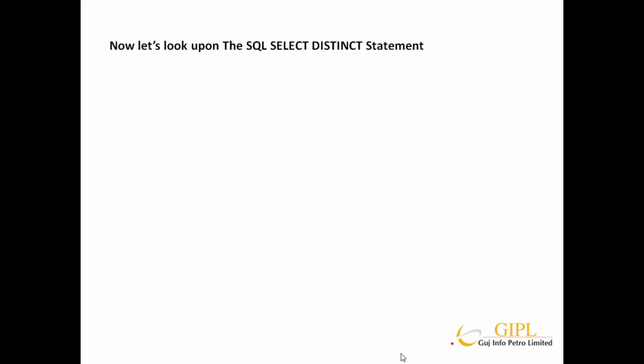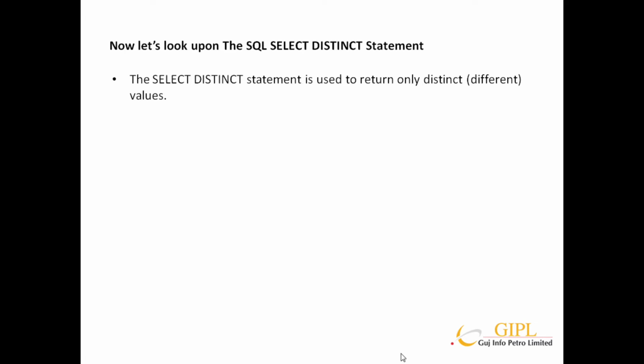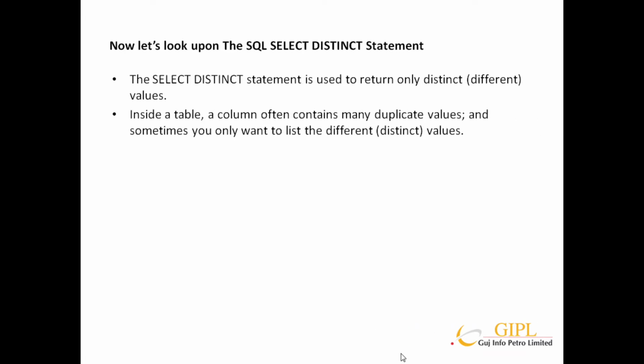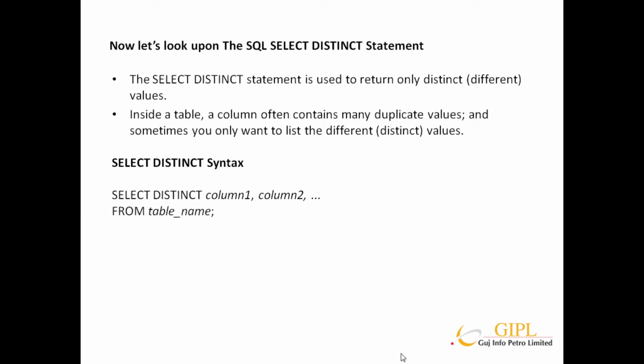Now let's look upon the SQL select distinct statement. The select distinct statement is used to return only the distinct, that is the different values. Inside a table, a column often contains many duplicate values, and sometimes you may only want to list the different values. Now let's look upon the syntax. The syntax only differs in that we have to put the distinct keyword in front of the column names. Let's see that. Select distinct column 1, comma, column 2, etc.